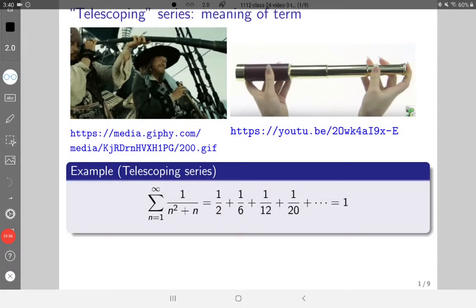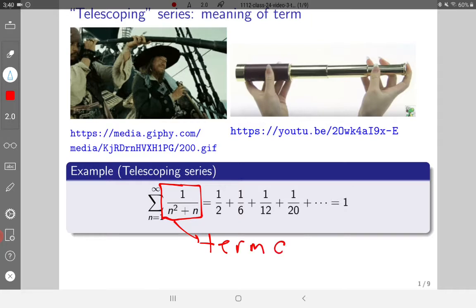Okay, and here's the example that we're going to use down here. The sum of 1 over n squared plus n, as n ranges from 1 to infinity. So maybe just as a quick little reminder here about what the summation notation means. This stuff in here, this is the term a sub n being defined for me.